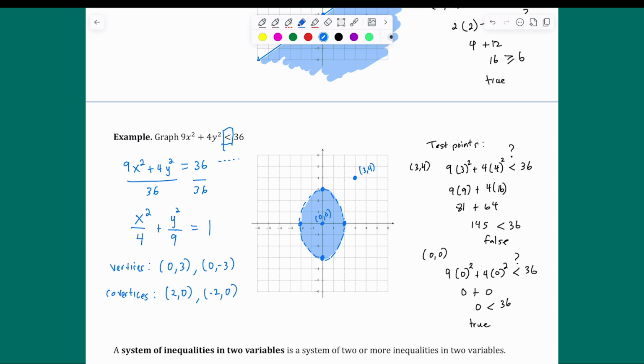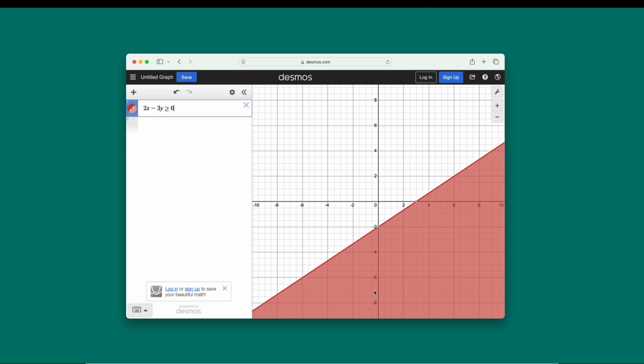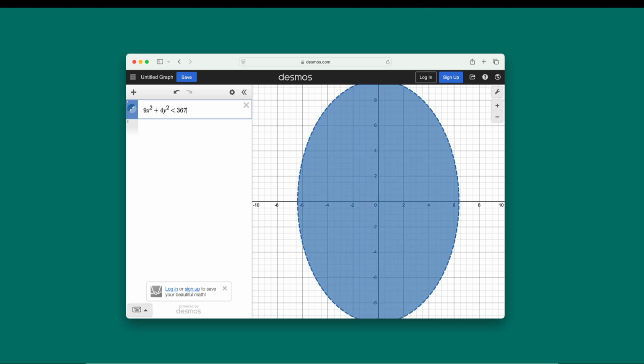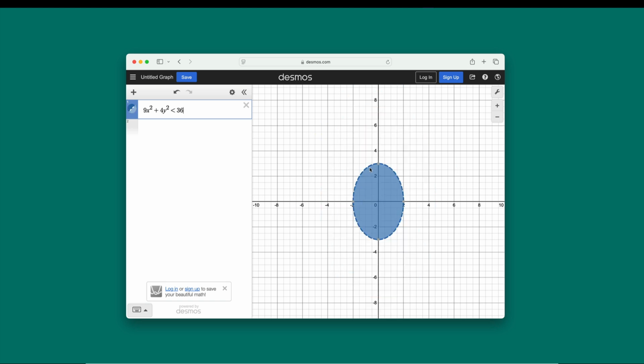Once again, we should be able to do this in Desmos, so let's go ahead and get rid of this particular region, and then type in our 9x squared plus 4y squared less than 36. And you can see that the ellipse is dashed or dotted, and we're shading in the interior. Okay, let's go back to the notes.